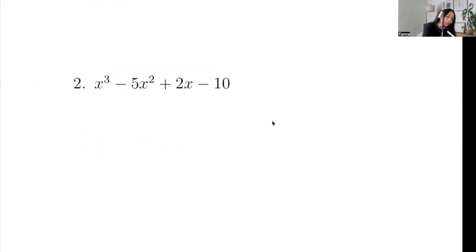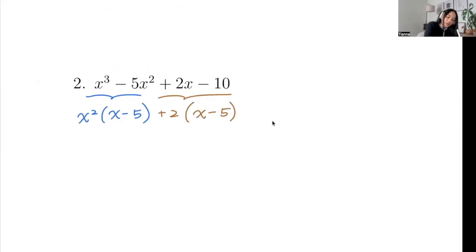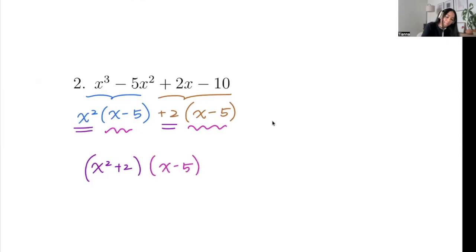Let's look at number 2. Again, we're going to group the first two. We can take out an x squared here. This is x minus 5. Out of our last two, we can take out a 2. This is x minus 5. We're going to group our outsides, and then we're going to group our insides. And this would be our final answer.